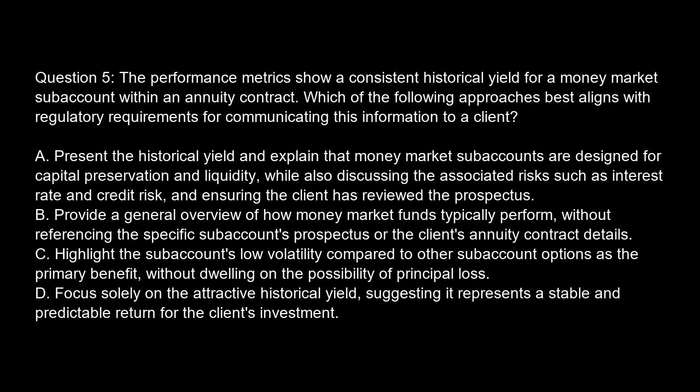Option B. Provide a general overview of how money market funds typically perform, without referencing the specific subaccount's prospectus or the client's annuity contract details. Option C. Highlight the subaccount's low volatility compared to other subaccount options as the primary benefit, without dwelling on the possibility of principal loss. Option D. Focus solely on the attractive historical yield, suggesting it represents a stable and predictable return for the client's investment.